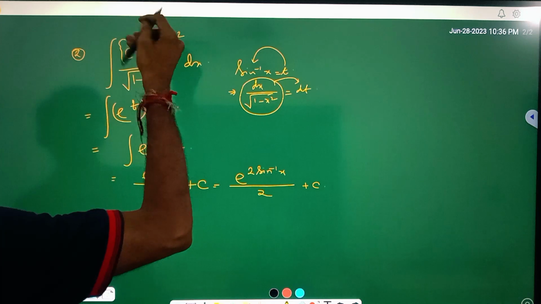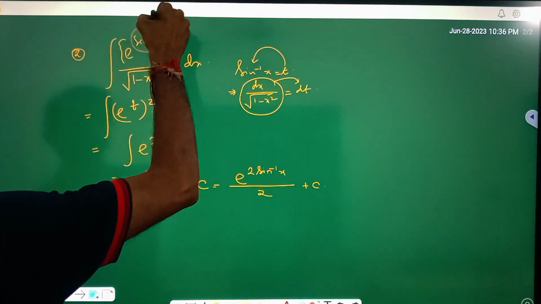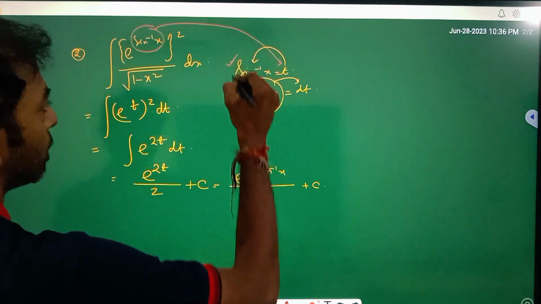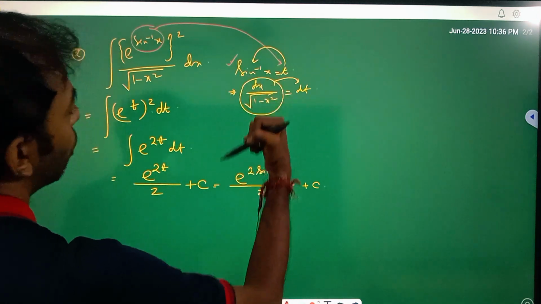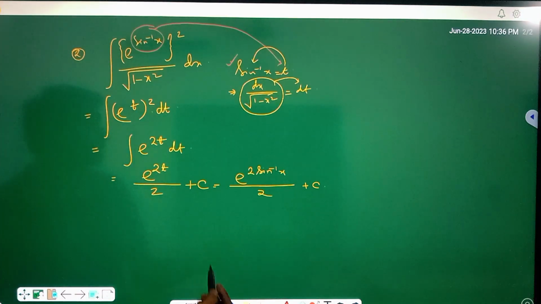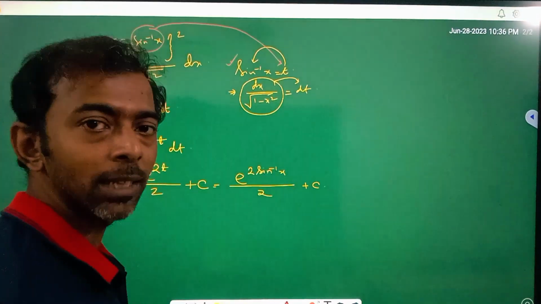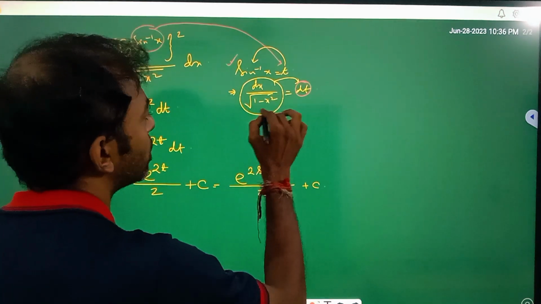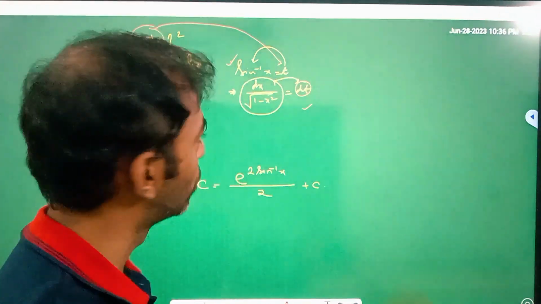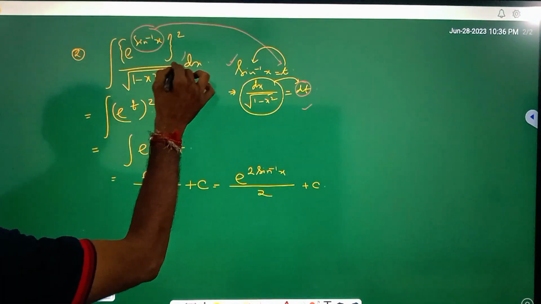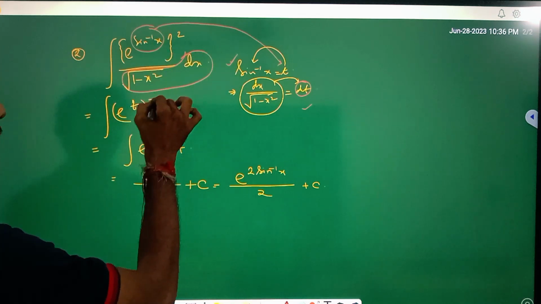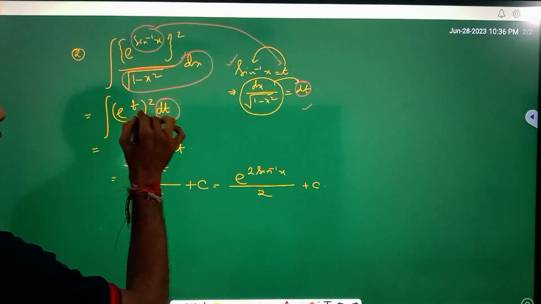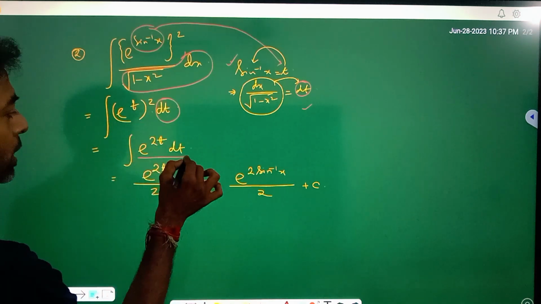Just we are substituting sin inverse x as t. After the differentiation, sin inverse x will become 1 by root under 1 minus x square. Hence that will be dx by root under 1 minus x square, and after differentiation of t, that will be dt only. So dx by root under 1 minus x square will be dt. We are just substituting this value as dt. Now that will be e power t whole square, which means e power 2t, into dt.